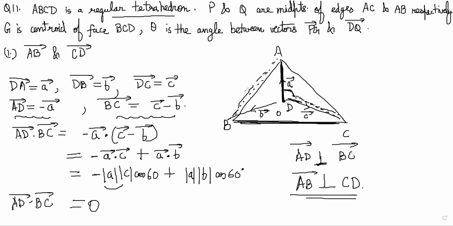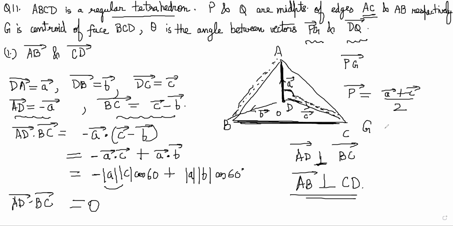Now the other part of the question is finding the angle between PG and DQ. It's quite straightforward. It's just that you have to work out what is PG vector and what is DQ vector. Before you can do that, you need the position vector of G and position vector of P. Now let's write P's position vector. P's position vector is simply the midpoint of edge AC. A and C position vectors are A and C, so P is (A plus C) by 2.